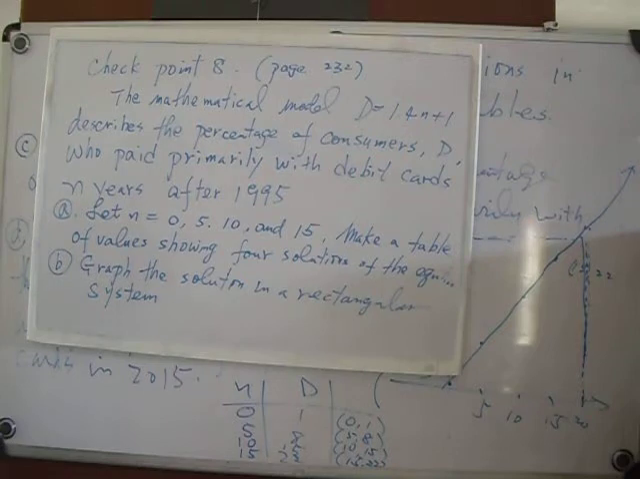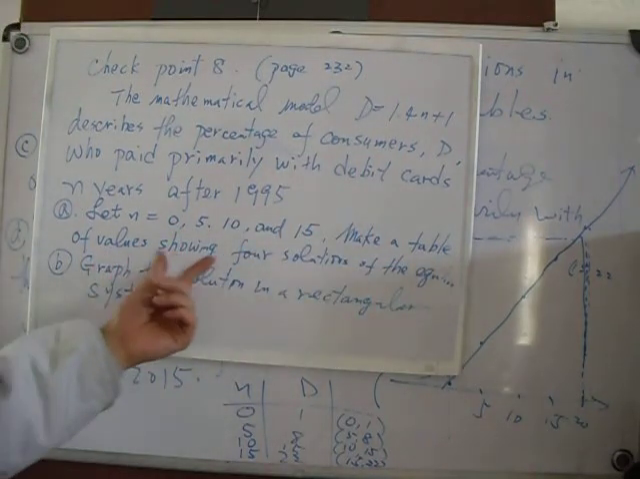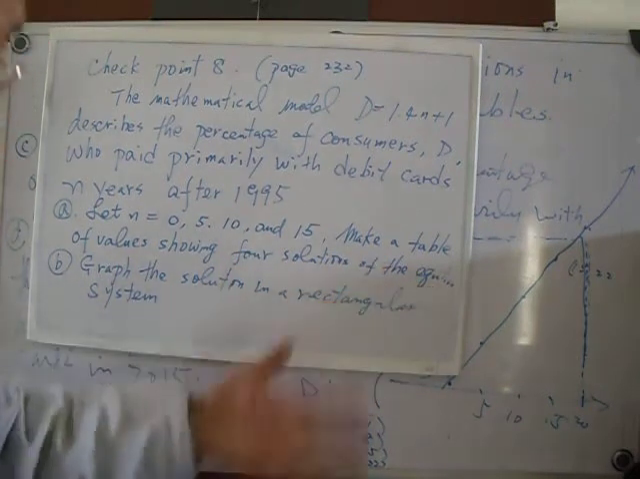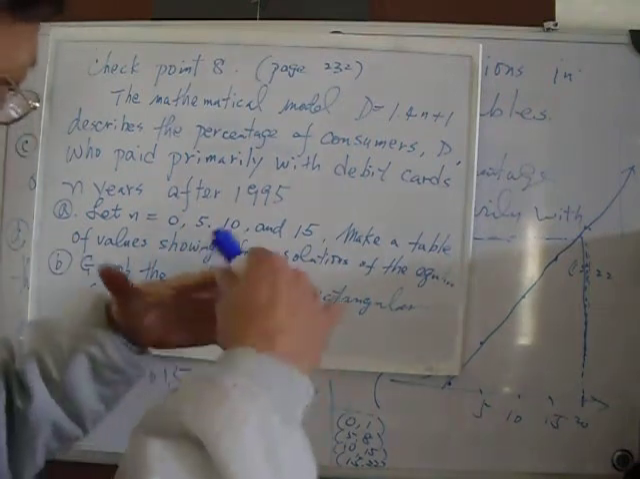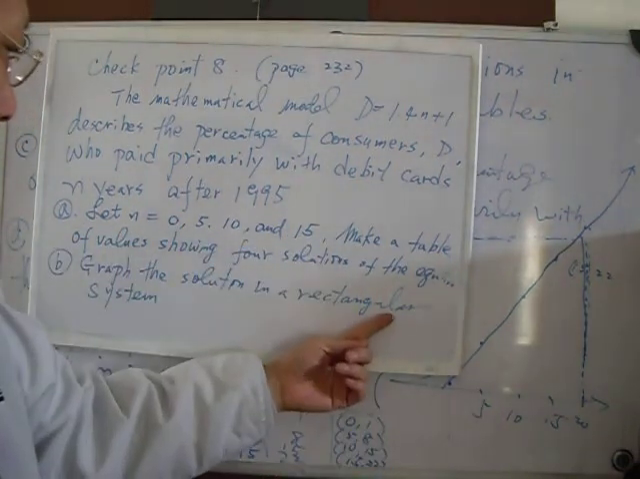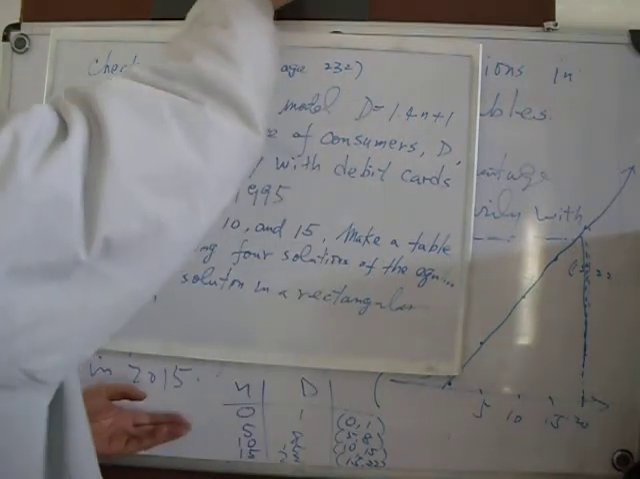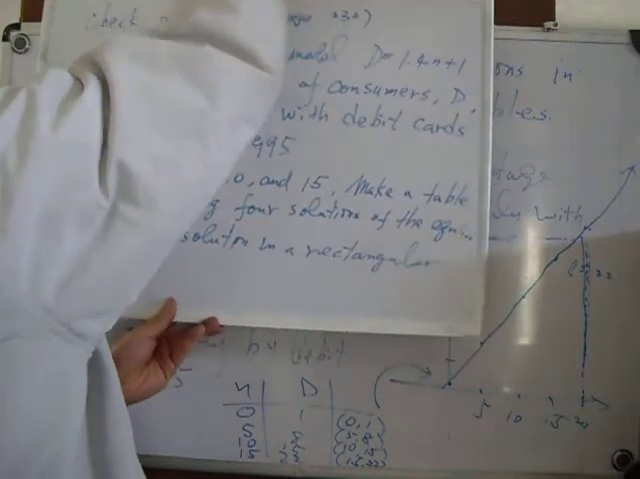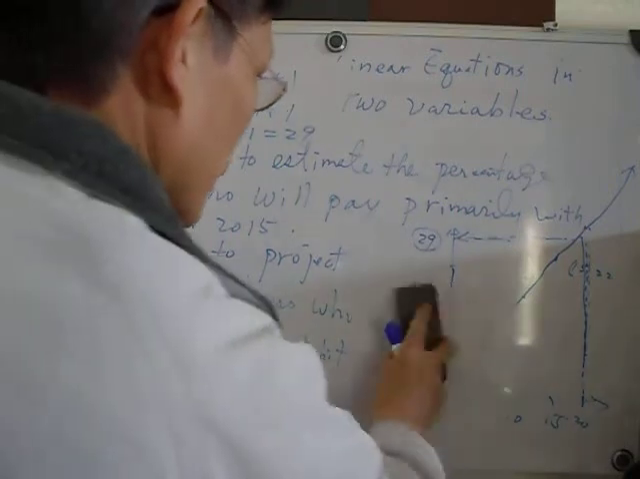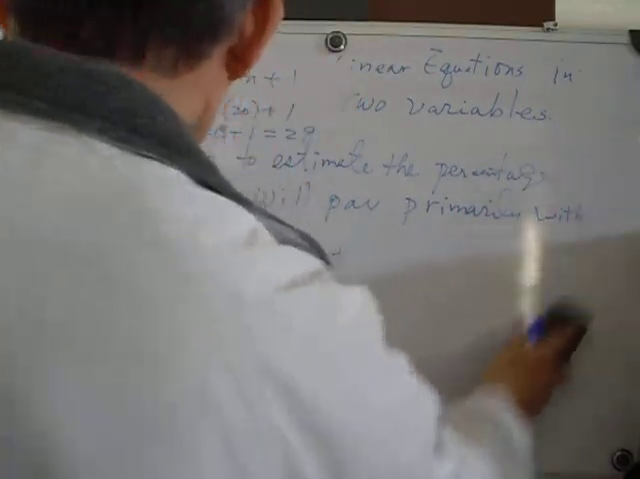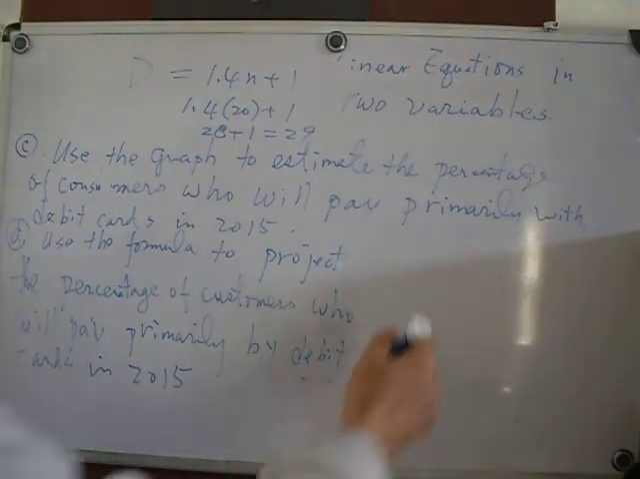Instruction number 8 says let N be 0, 5, 10, and 15, and then make a table of values showing the solutions. This is a table-building process. And instruction B says graph that table of solutions in the rectangular system. Okay, we don't do this one, take it off, and we're going to build a table of solutions in here.